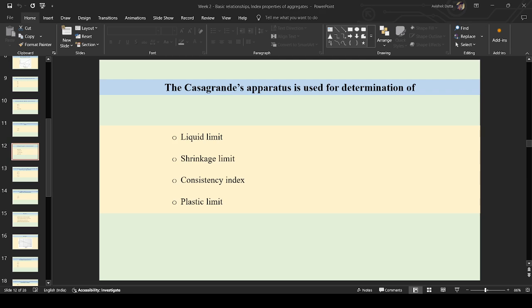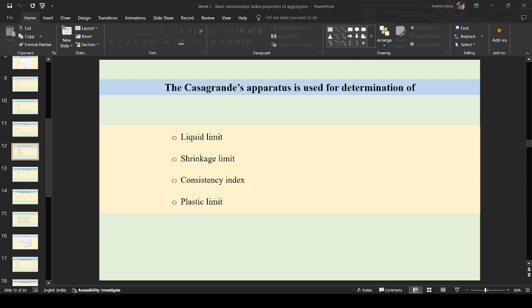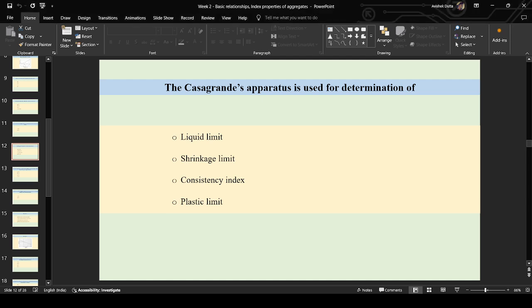The Casagrande apparatus is used for determination of. Your options are liquid limit, shrinkage limit, consistency index, or plastic limit.